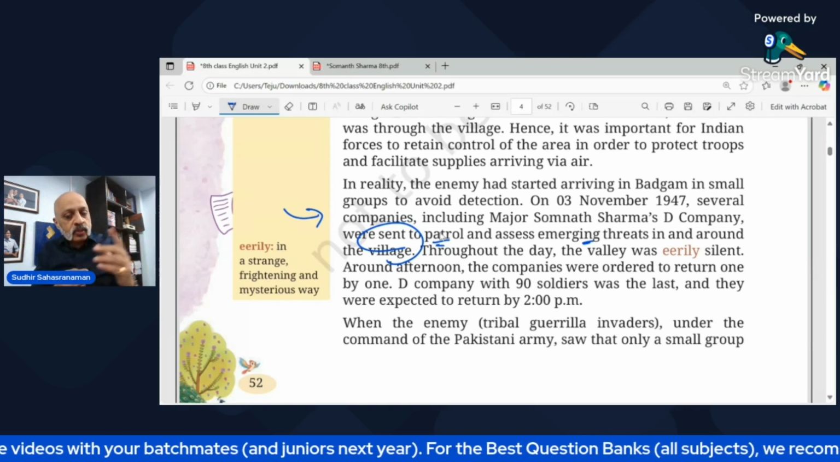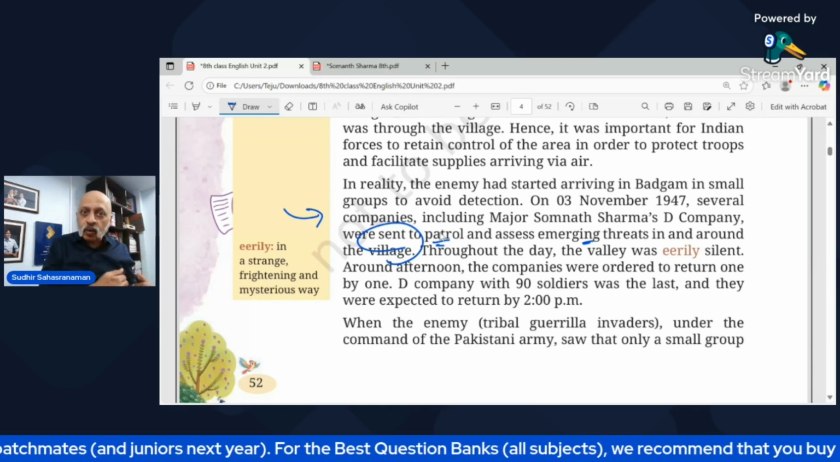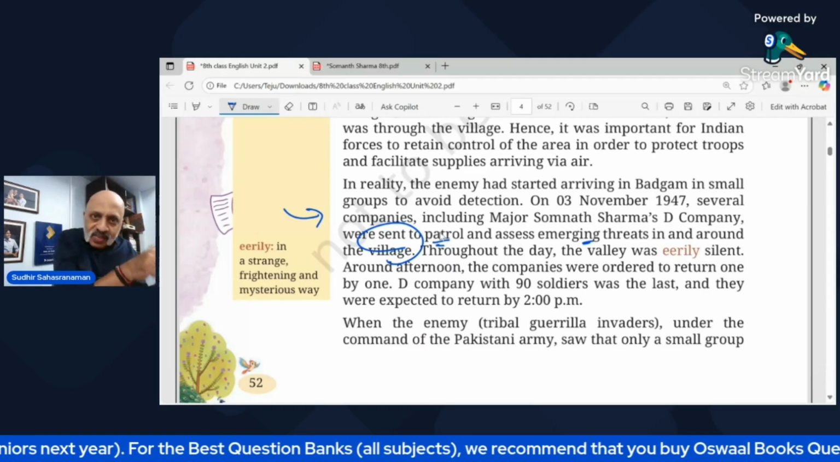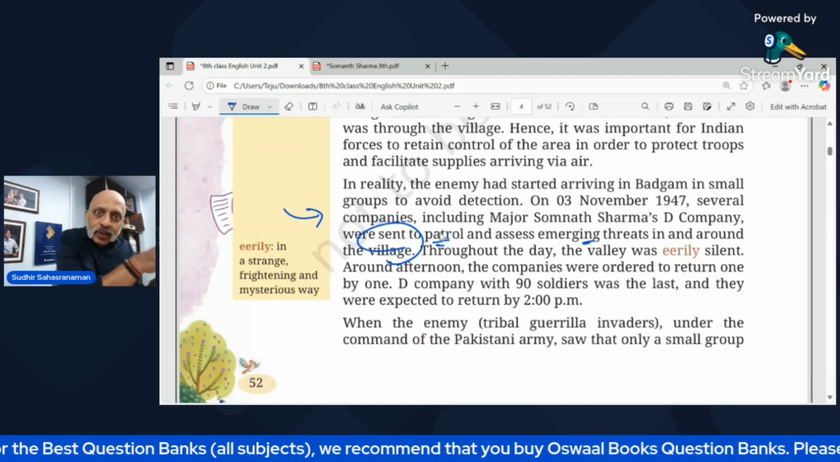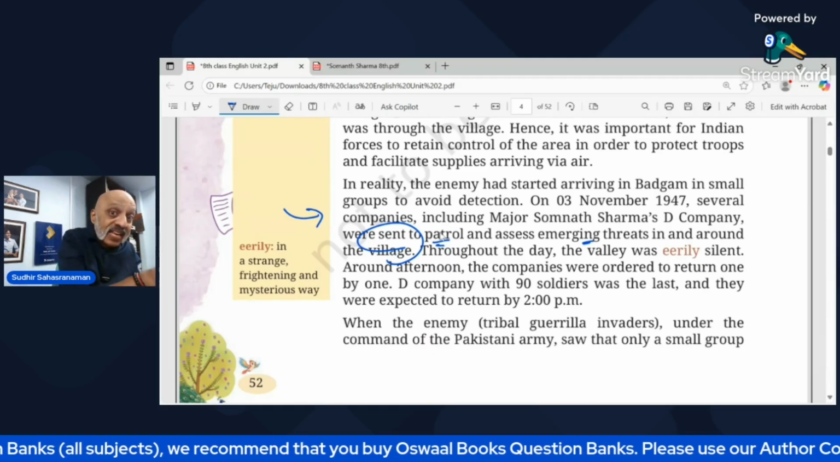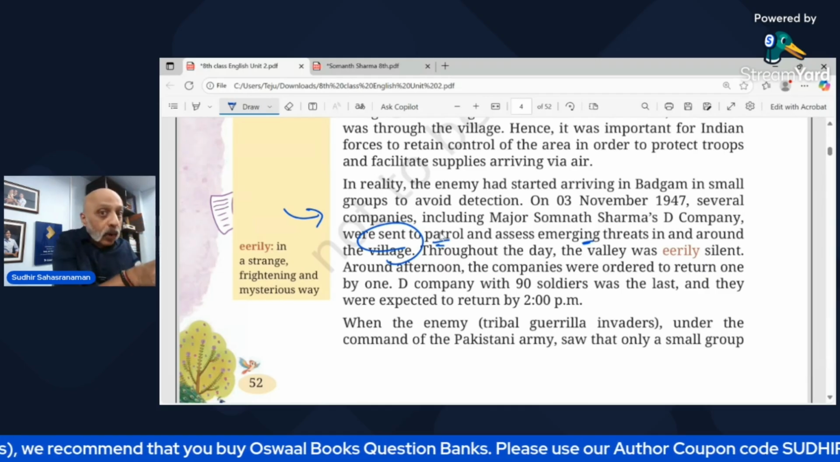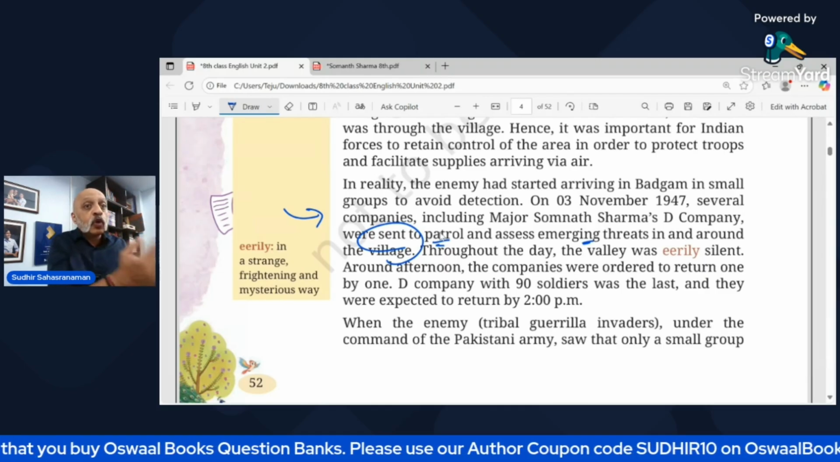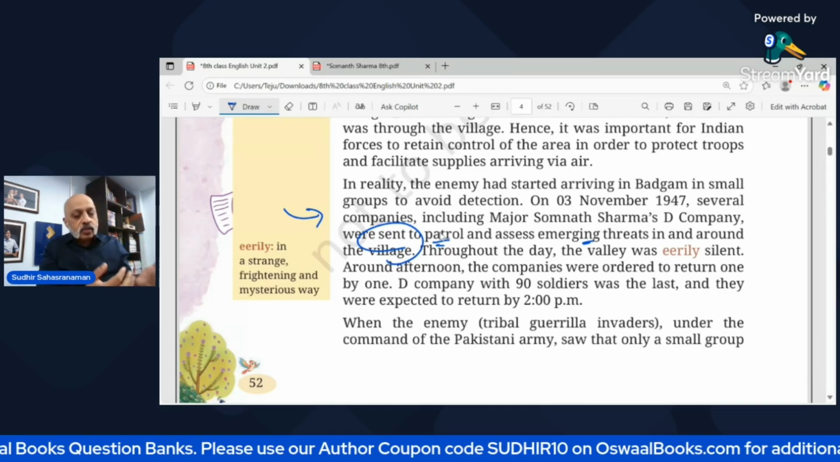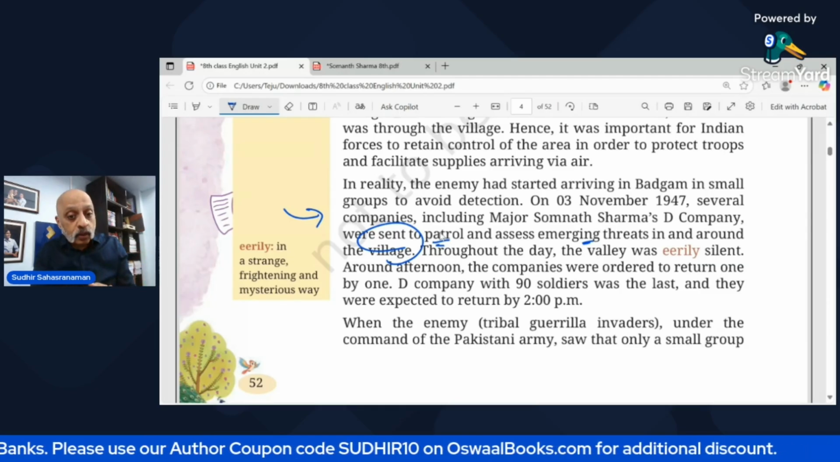So around afternoon, the companies were ordered to return one by one. That is, there seems to be some kind of danger which you can sense because of the very eerie silence. We don't know what it is. So let's come back, because we don't want you to get trapped in any way. So every company was asked to return to the base.